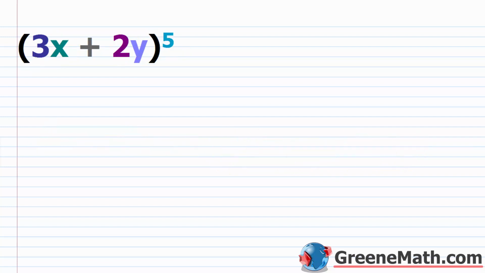So for this one, I have 3x plus 2y. This is raised to the 5th power. So again, now this guy is going to be 5. Okay, so I'm going to have 6 terms.